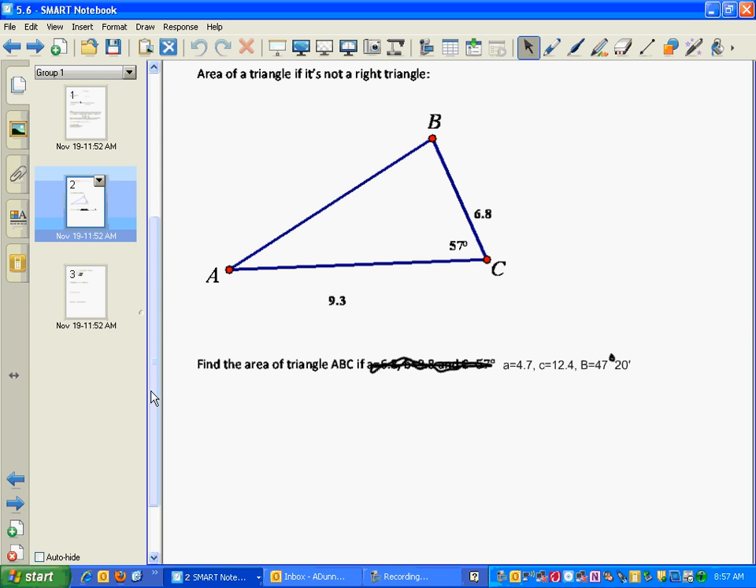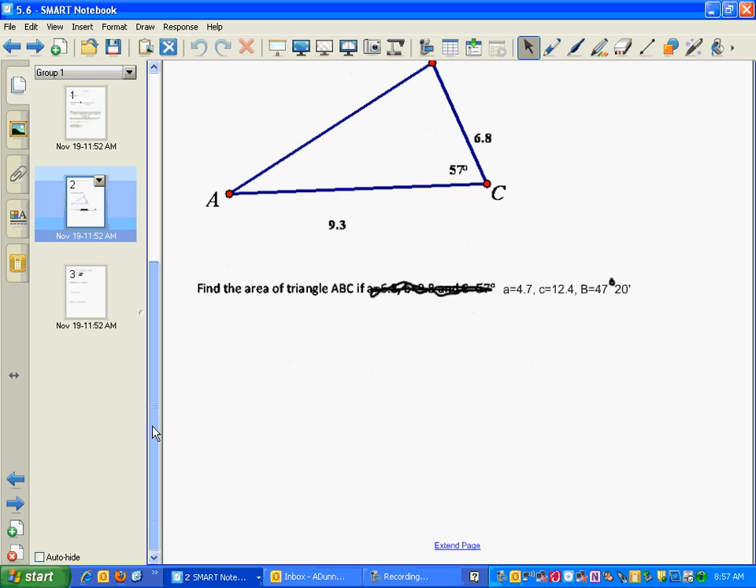So if you just downloaded these notes, you probably have them. If you're using the notes from before, then they need to be changed. B is 47 degrees, 20 minutes. Are we okay with that? 47 degrees, 20 minutes. In other words, it's not exactly 47 degrees, it's just a little bit past. If you think about a clock, right?